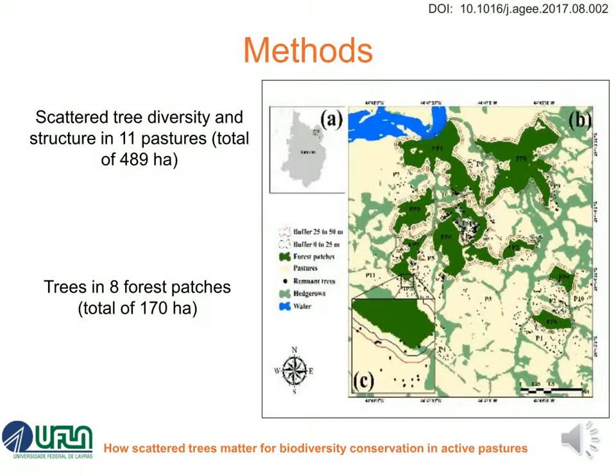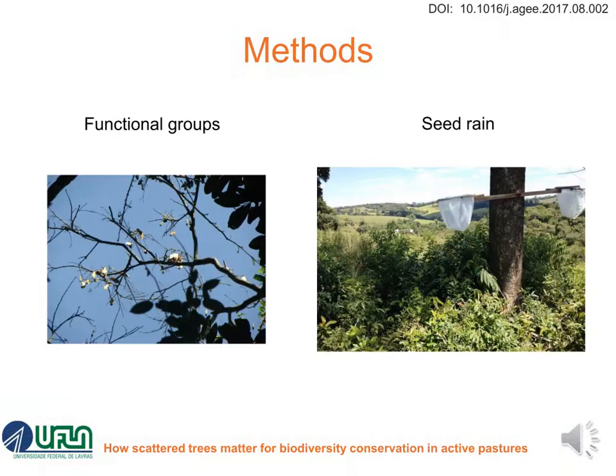We surveyed all trees in 11 pastures and in 6,200 square meter plots within 8 forest remnants in the south of Minas Gerais state, Brazil. We classified all the sampled trees according to their functional traits. We also sampled the seed rain under the scattered trees and in areas without those trees.